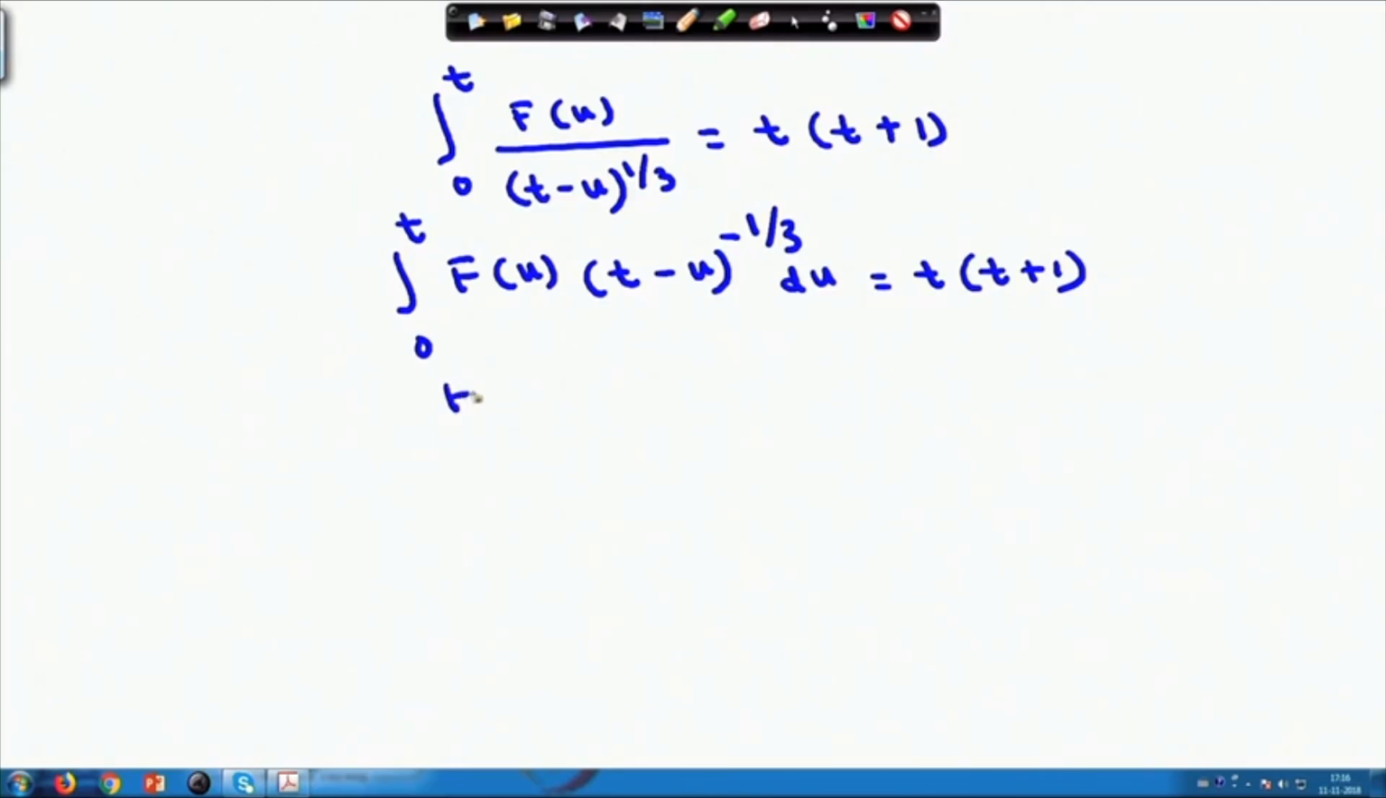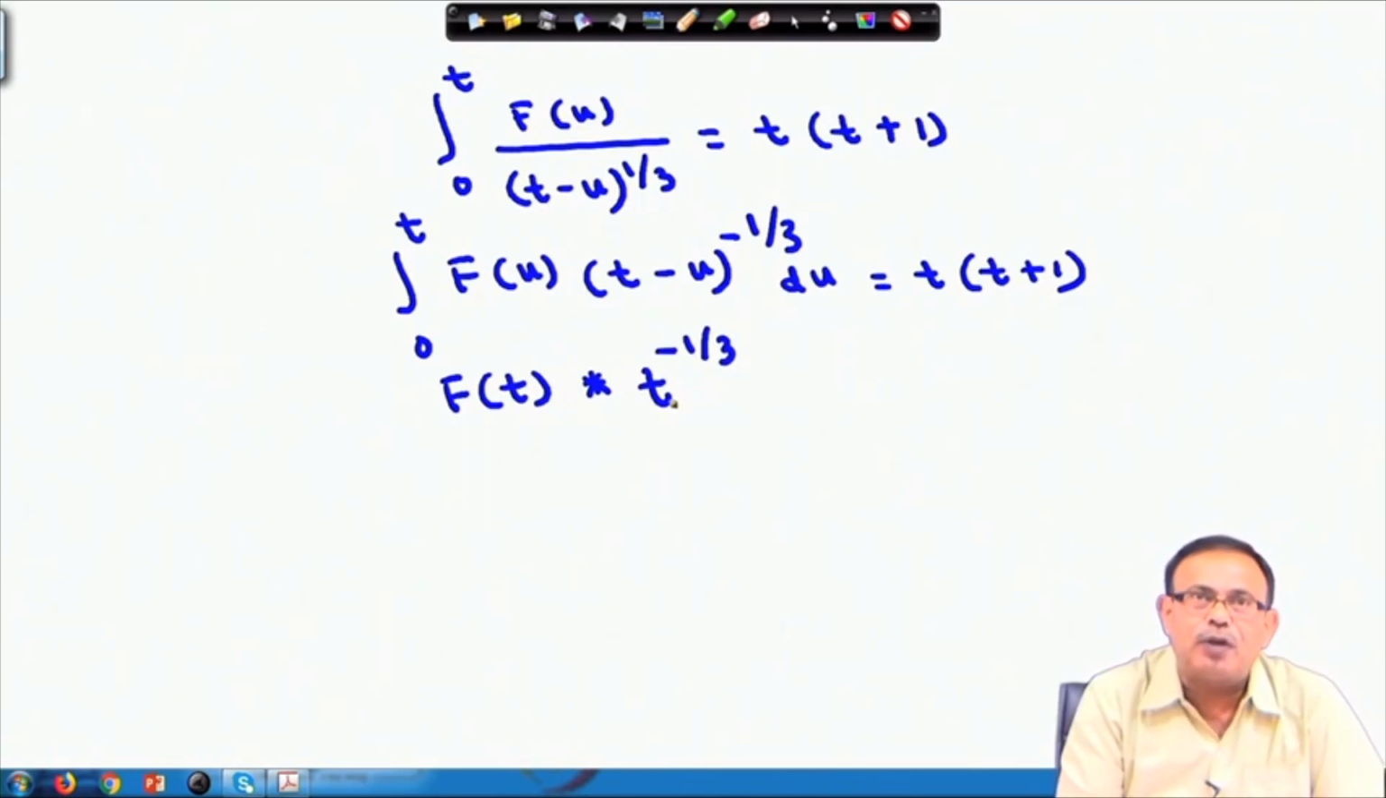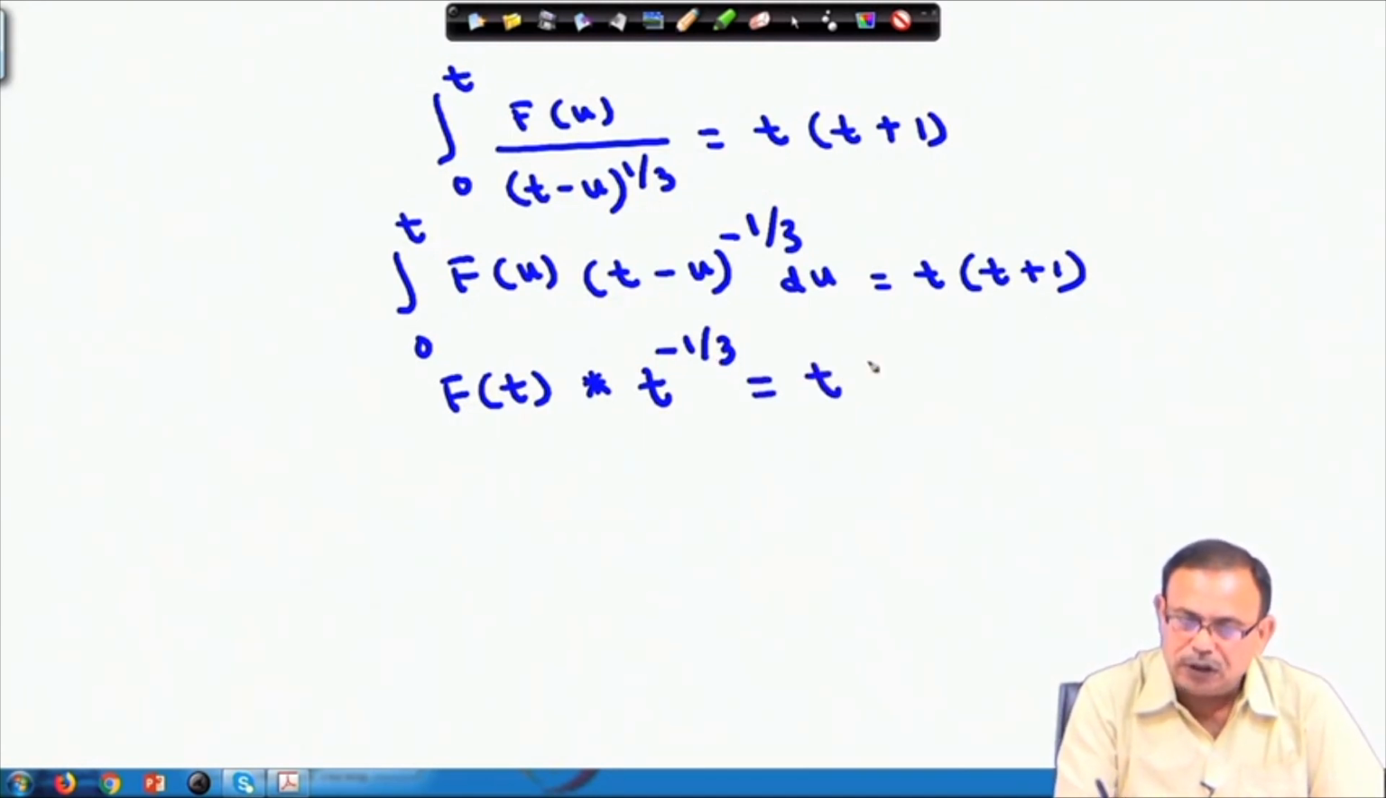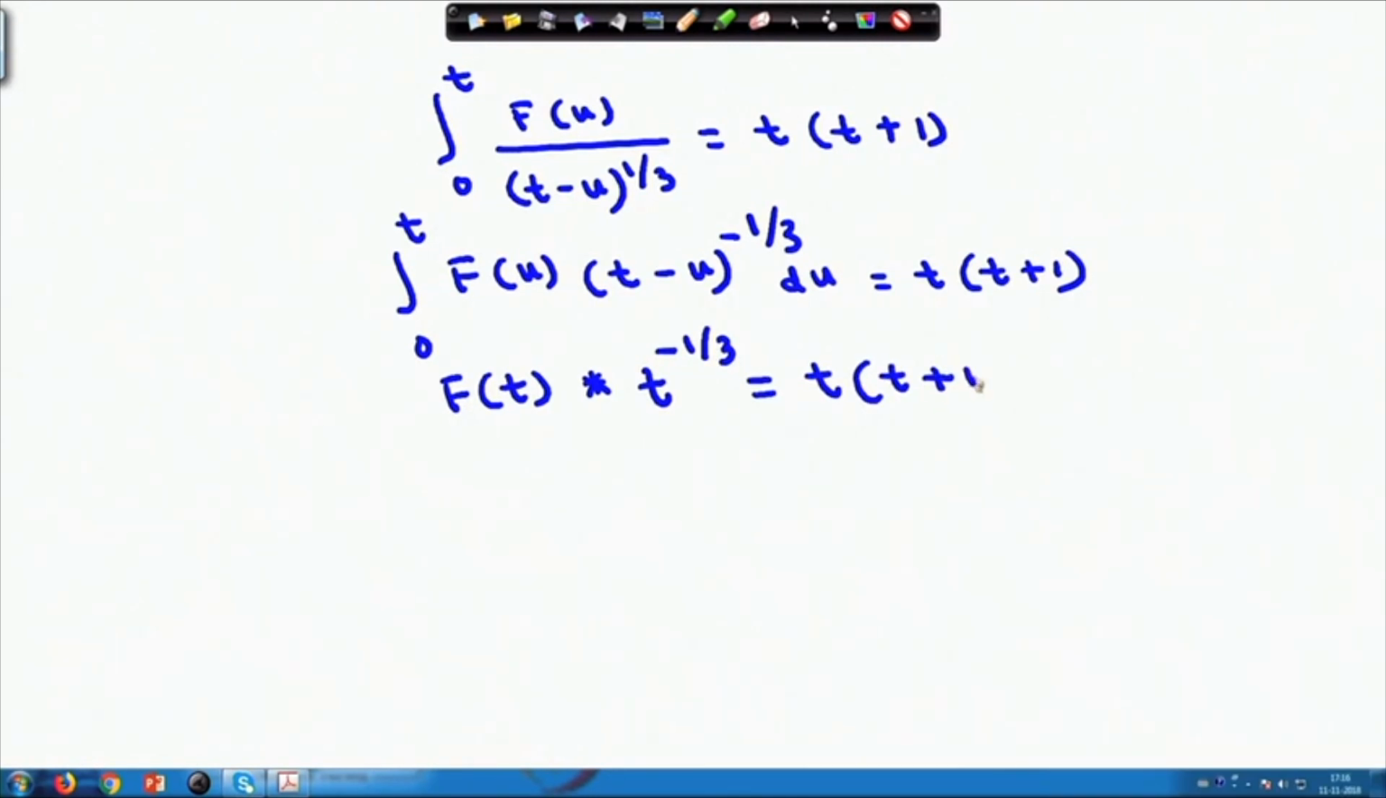So, this will be f(t) convolution t^(−1/3), where you have the function as t^(−1/3). So, it is basically the convolution of two functions f(t) and t^(−1/3), which we can write as ∫₀ᵗ f(u) (t−u)^(−1/3) du, and this is equal to t(t+1).